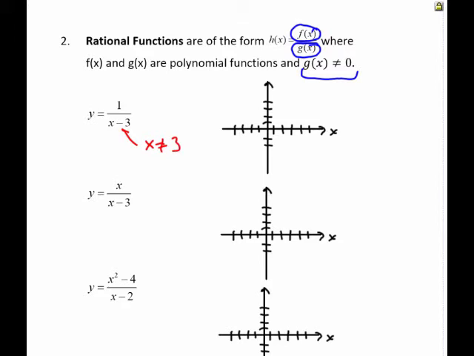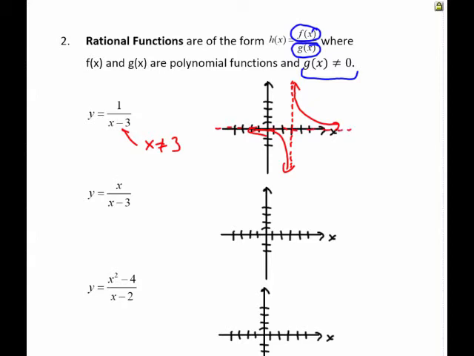If you were to graph this function, what you would find is that we get a vertical asymptote at x equals 3. And then my graph looks like so and so. It actually has a horizontal asymptote along the x-axis.